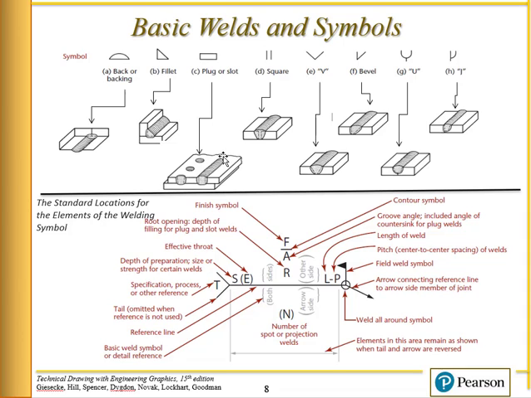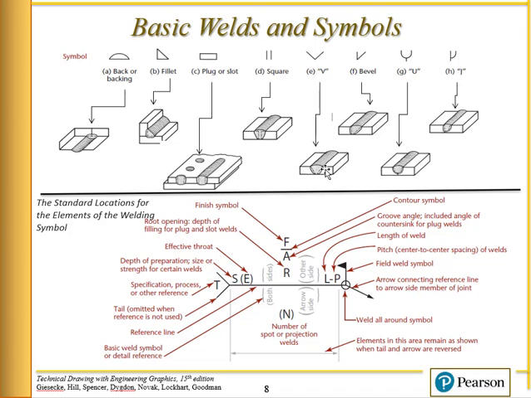And a slot is kind of like a plug weld, except you'll have a slot machined on one of these members, and then you'll fill that whole slot with weld. Here's a square weld, in which case you've got two pieces together like a butt joint. You have a little gap in between the two, and then you're going to lay this bead weld across.